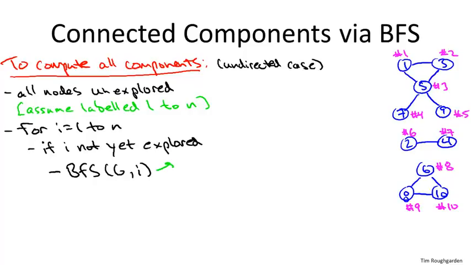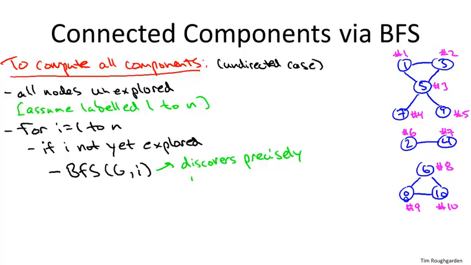Well, what will happen when we invoke breadth first search from a given node I, we're going to discover exactly the nodes in I's connected component, right? Anything where there's a path from I to that node, we'll find it. That's the BFS guarantee. That's also the definition of a connected component. All the other nodes which have a path to I.